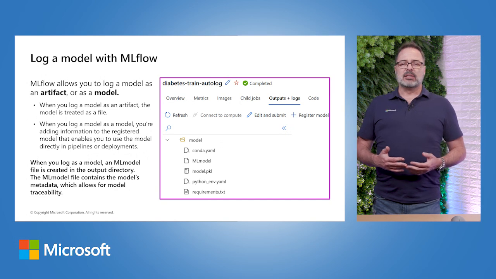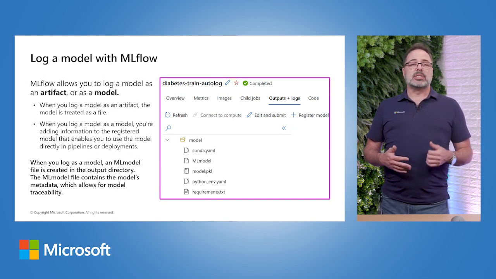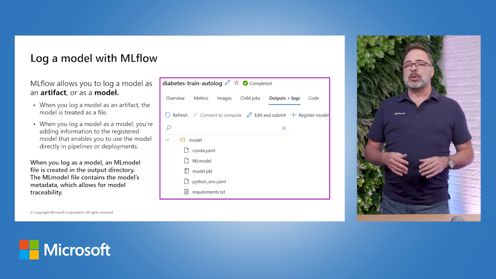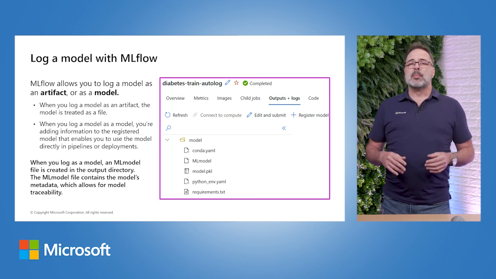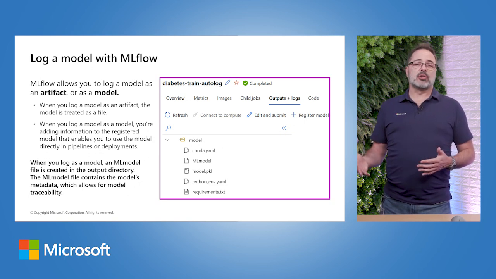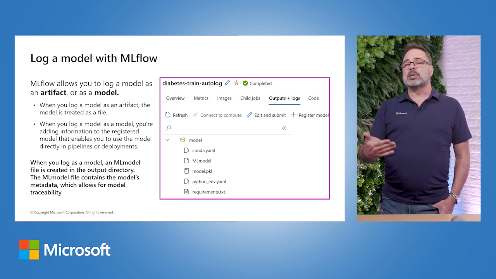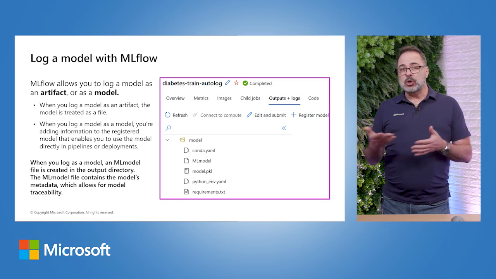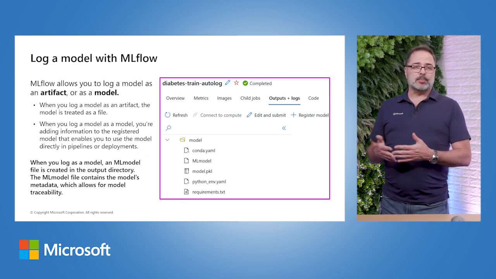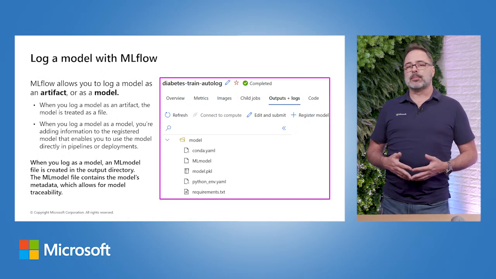You can see in the slide here that an ML model file has been created, which we can see in the outputs and logs page. In this example, the model was logged using MLflow's autolog feature. It's possible to log the model manually as well, but in order to do that, we have to define the signature of the model. The signature is the definition of the inputs and outputs that the model will accept. In other words, what data needs to be passed to it to generate a prediction as input, and then what data would be returned from the model as the prediction.